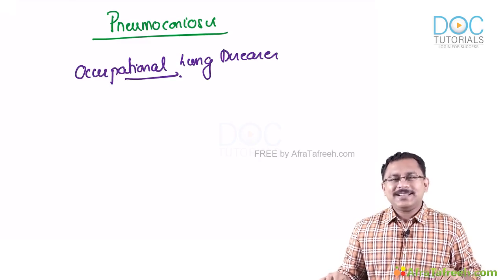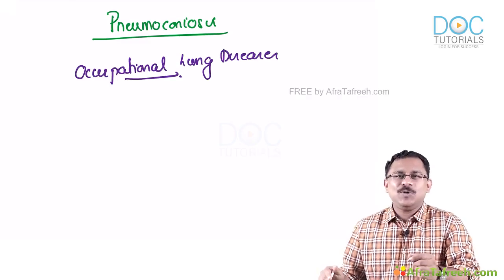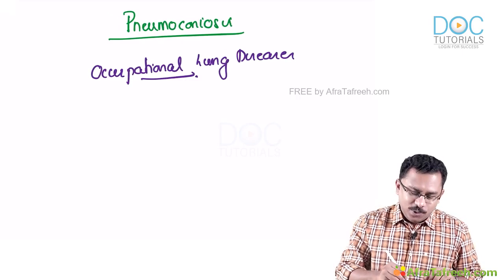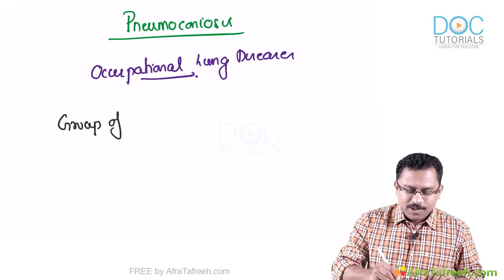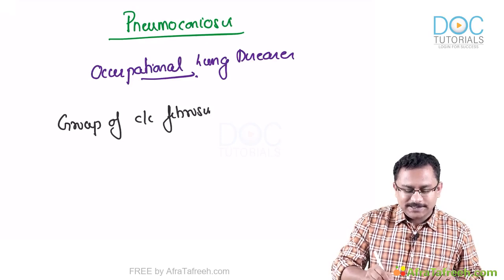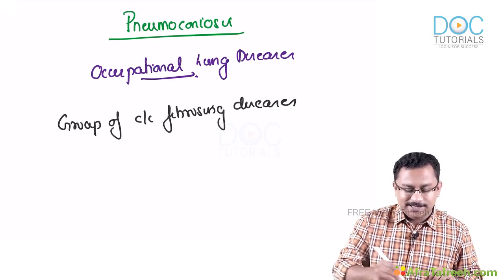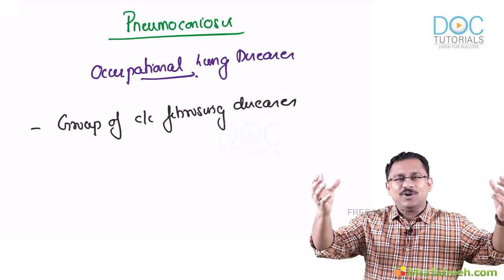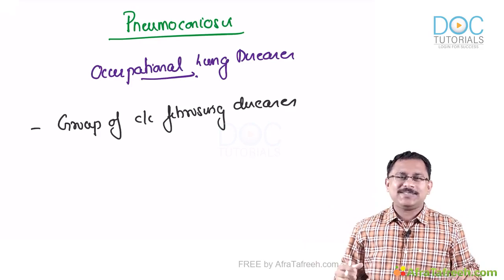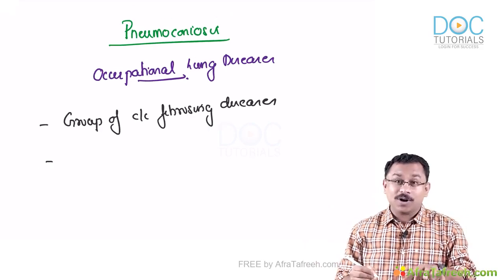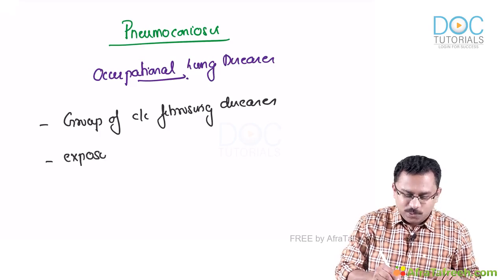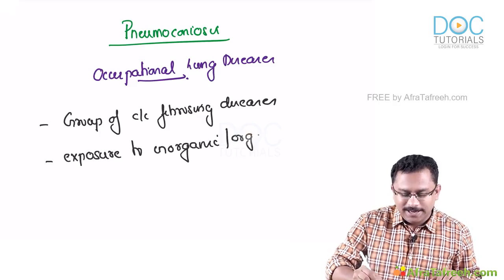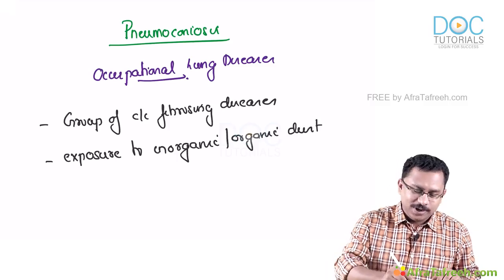Okay, first of all, let's try to understand what is this term pneumoconiosis. See, this pneumoconiosis refers to a group of chronic fibrosing diseases, which means it is not a single disorder. It is actually a group of disorders. There are various pneumoconiosis, and this group of fibrosing disorders occurs because of exposure to either inorganic or organic dust.